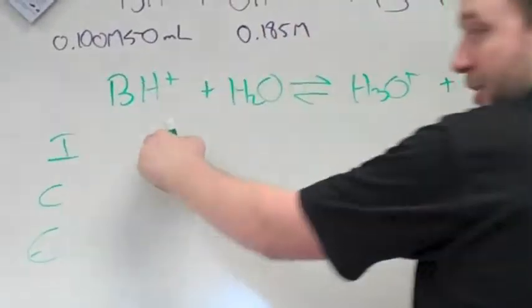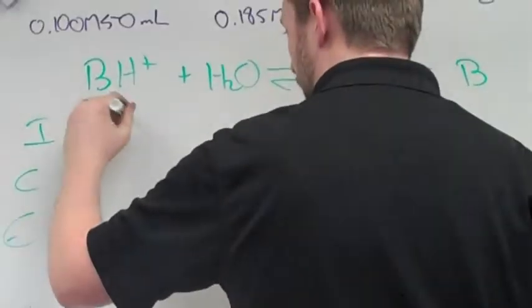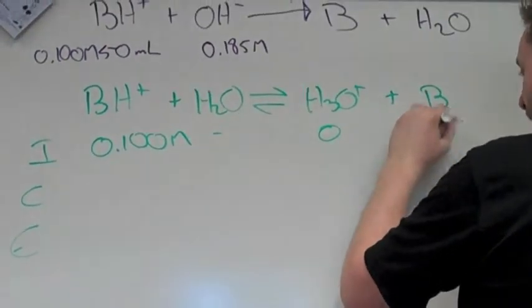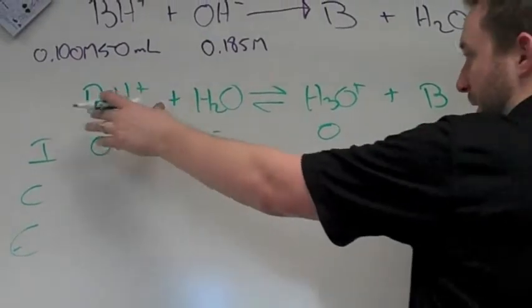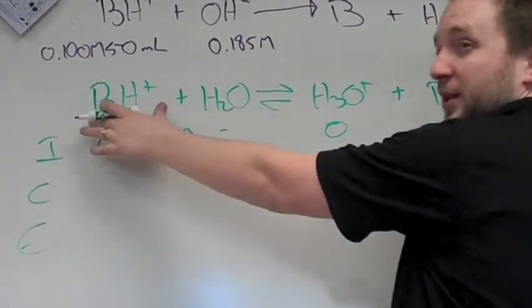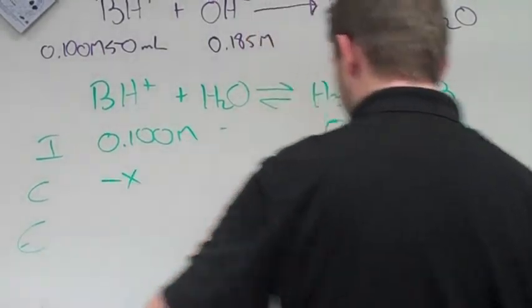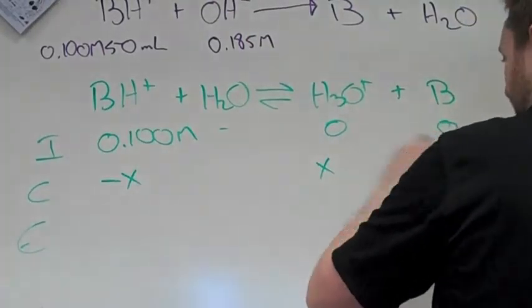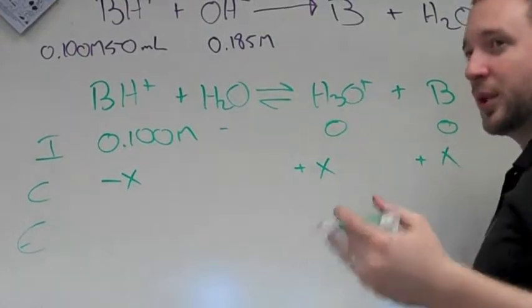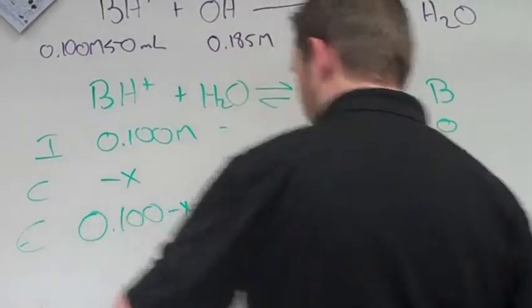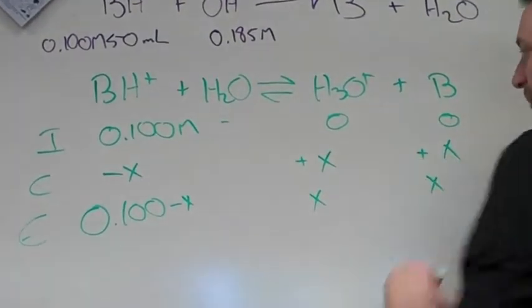Let's make our ice table. The initial concentration of this acid right here is 0.100 molar. This doesn't matter, this is going to be 0, and this is going to be 0 also. Because as this reacts with water, it's going to be decreasing in concentration, getting consumed. The change is going to be minus X, plus X, and plus X. And so at equilibrium, we have a concentration of 0.100 minus X, X, and X.